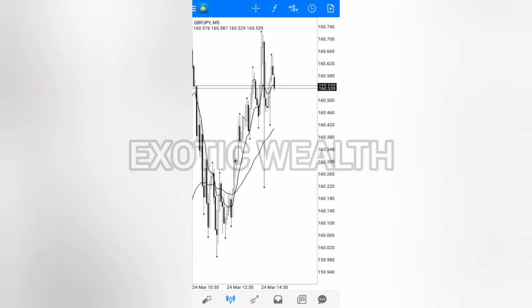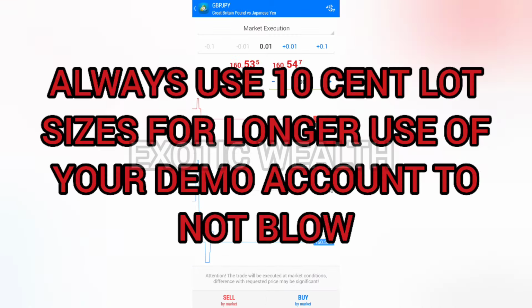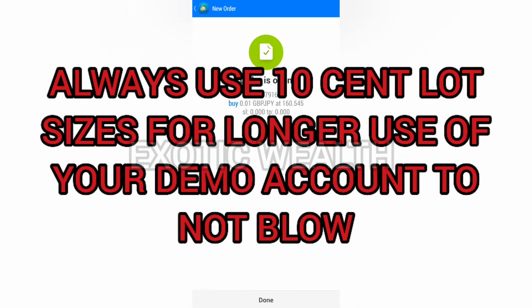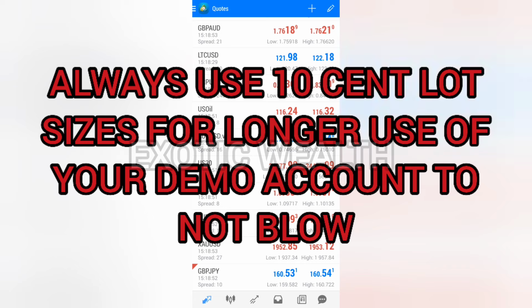I think the market is going to go up. So let's go ahead and place my first buy. This is in demo account. This is how you want to do this. Whenever the market gives you 10 to 15 pips, you're going to be looking at GJ. You can do the same thing for other pairs.